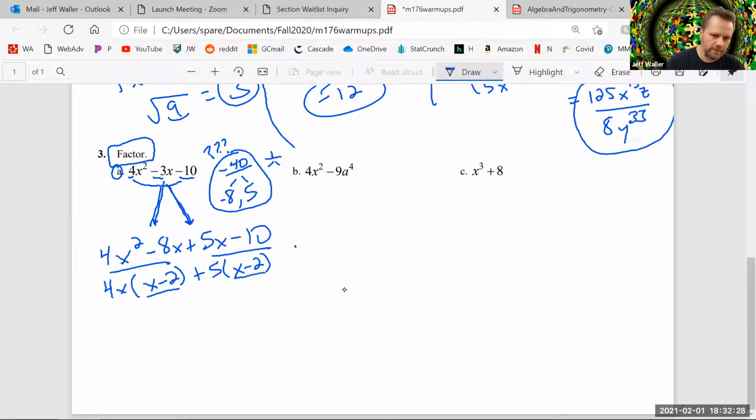Can I ask a dumb question? Yes, please. I know that what we're about to do, sorry, I jumped ahead a tiny bit, is we're going to reduce the 4x plus 5 on one side and the x minus 2 on the other side. But there are 2 x minus 2s.